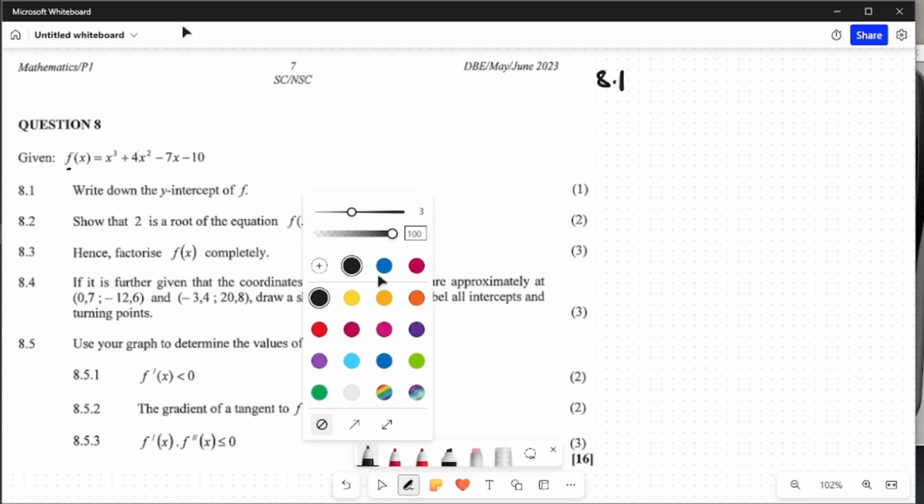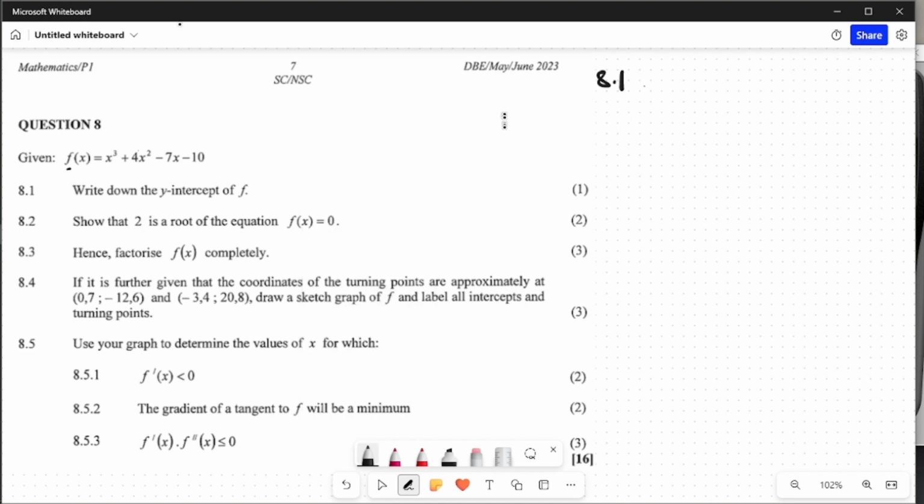Let me decrease the thickness of my pen here. Perfect. So the first question says write down the y-intercept of f. Now guys, in a cubic function, the value of c will always be your y-intercept. So basically here we are going to take out the value of c. In case you forgot the standard form of a cubic function, it is y is equal to ax to the power of 3 plus bx to the power of 2 plus cx plus d.